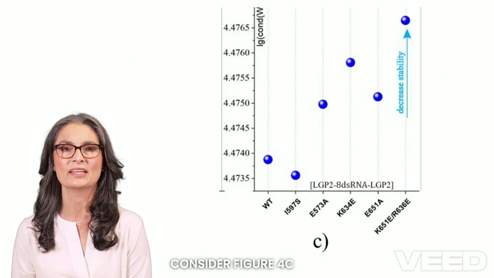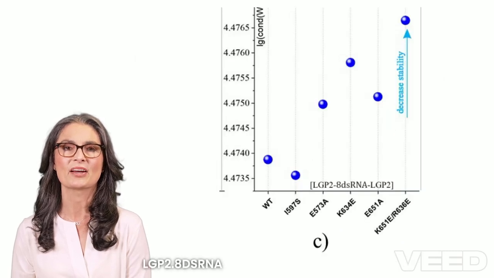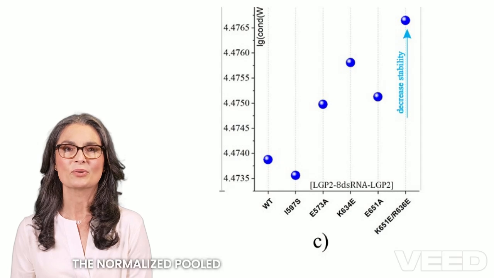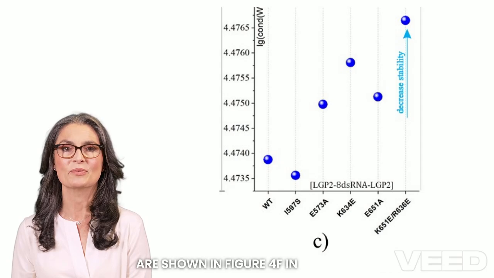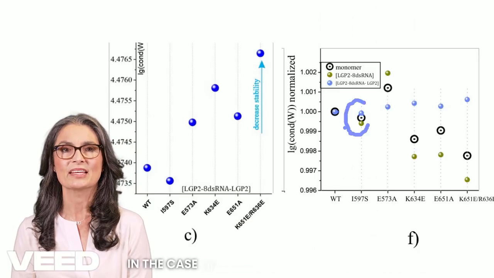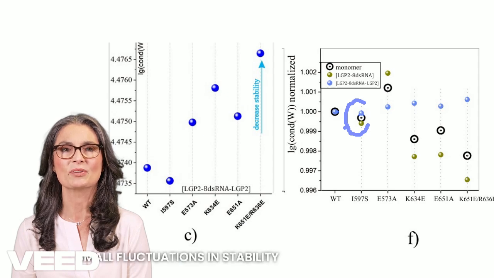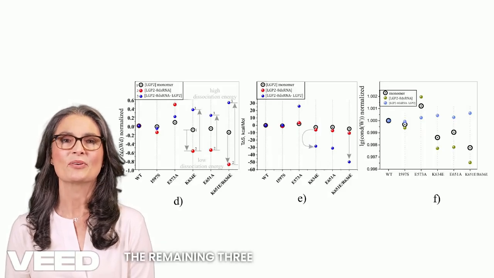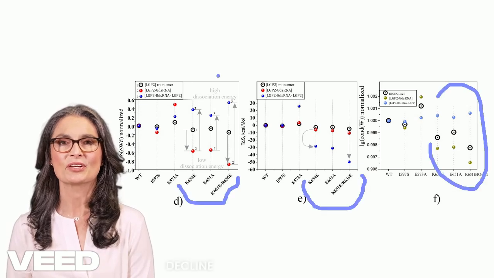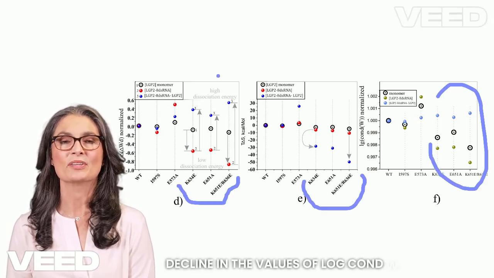Consider figure 4c for the LGP2 dsRNA LGP2 biological entity. The normalized pooled values of the stability magnitude are shown in figure 4f in more detail. In the case of the I597S mutation, we see small fluctuations in stability for all three molecular entities. The remaining three monomeric complexes show a sharp decline in the values of log_dW.